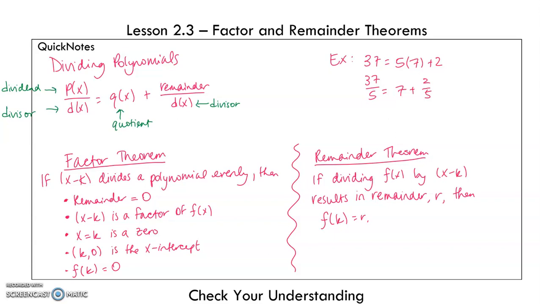Our factor theorem: if x minus k divides evenly, then your remainder is equal to 0, or x minus k is a factor, or x equals k is a 0, (k, 0) is the x-intercept, or you can say f of k equals 0. In the remainder theorem, if you divide f of x, aka some polynomial, by x minus k, and that results in a remainder r, then f of k is also equal to r. So that's a quick recap of the factor and remainder theorems.